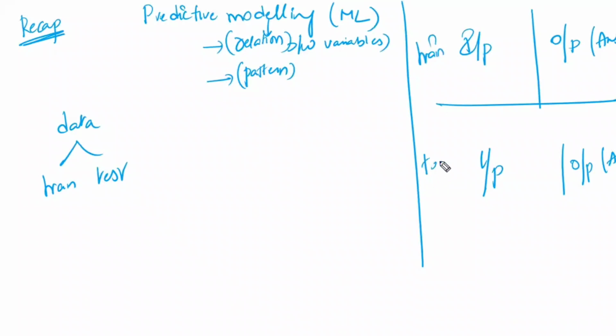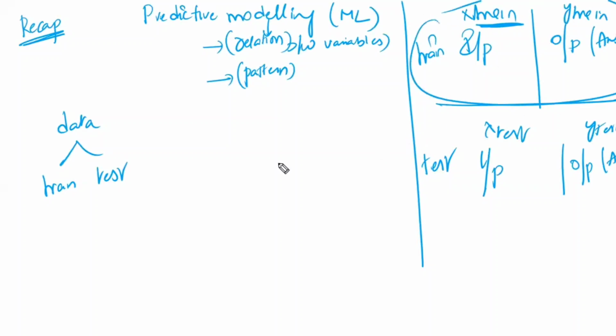In the training data, the input is called X train and the output is called Y train. In the testing data, the input is called X test and the output is called Y test. But why is it called train? Train means the data used for training purpose. This data is used for training, not for testing.